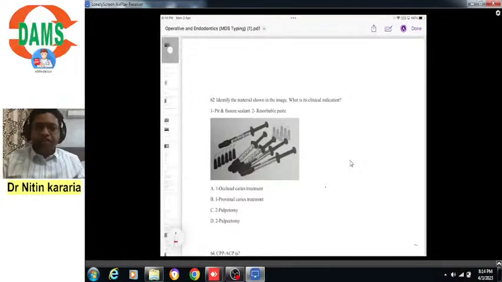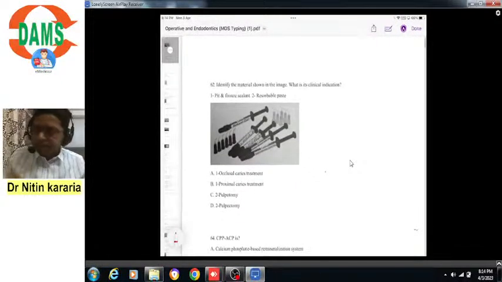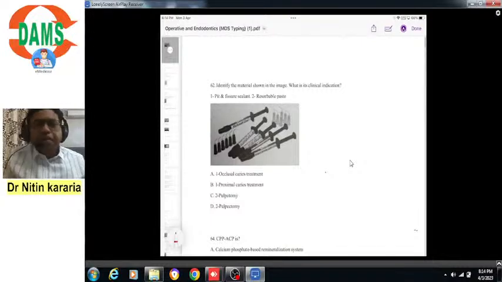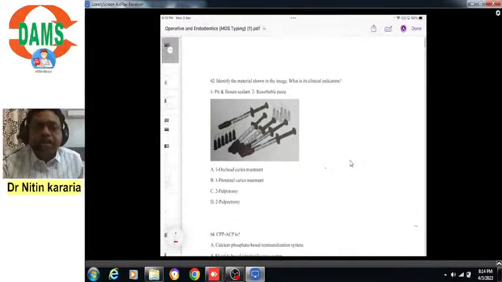So as displayed, if we look at the first question, this is a picture based question, and it is a good thing that a good amount of the questions coming in the examinations these days are based on pictures, either of the materials or the instruments. So something which is shown visually becomes easier to understand and answer. The first question asks: identify the material shown in the image, and the second part is what is its clinical indication.